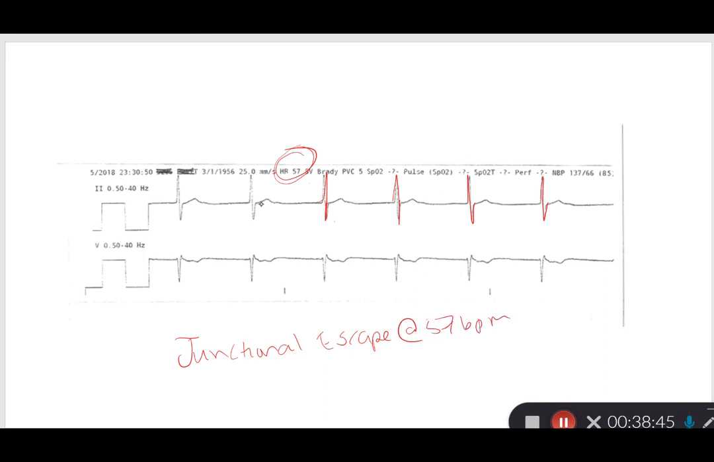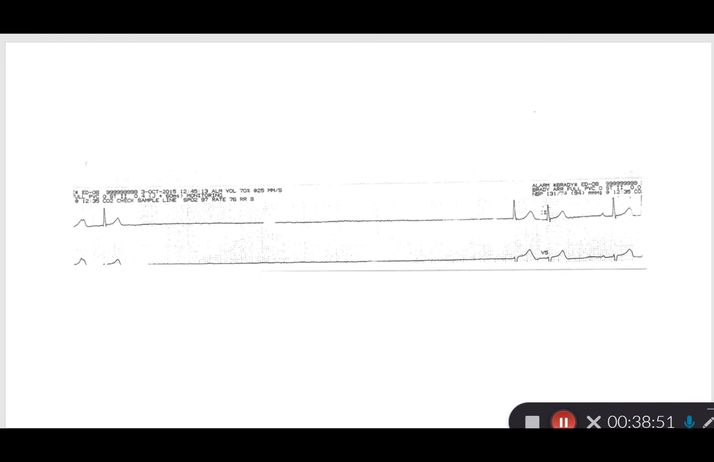Nothing else to add here. Here's my J point. It's right on the isoelectric line. I don't have any ST segment deviation. Right, I threw this one in here because it's kind of a fun one. So right off the bat, we can tell we have a really big sinus arrest. We're not even going to label this one. We're just going to talk about it.